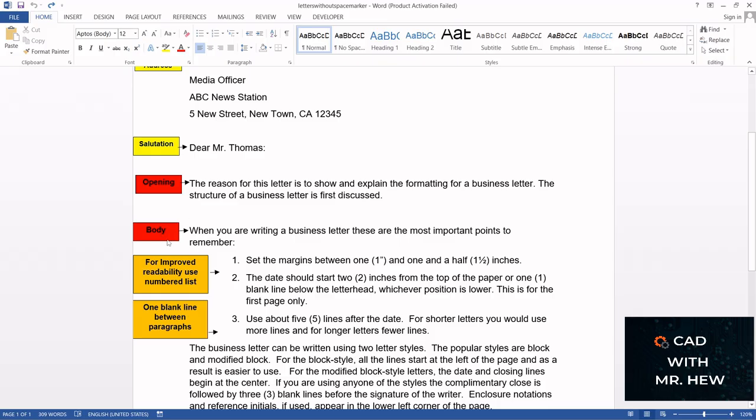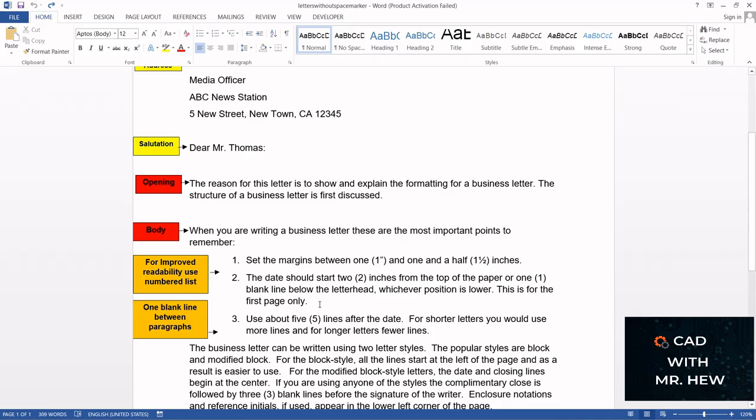Then here now we have the body. So for example, when you're writing a business letter, there are some important points to remember, right? One, you can use a bulleted or numbered list to improve readability of the business letter. So we say one, set the margins between 1 and 1.5 inches. Two, the date should start 2 inches from the top of the paper or one blank line below the letterhead, whichever position is lower.